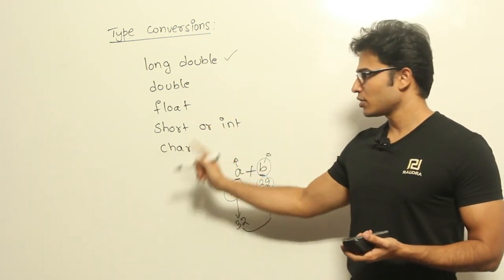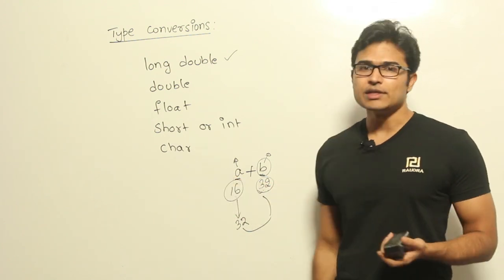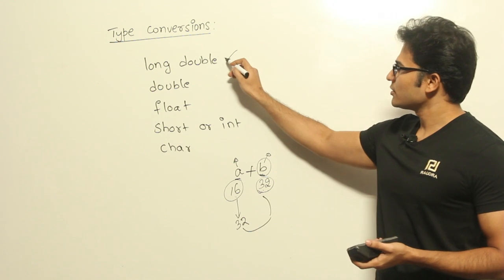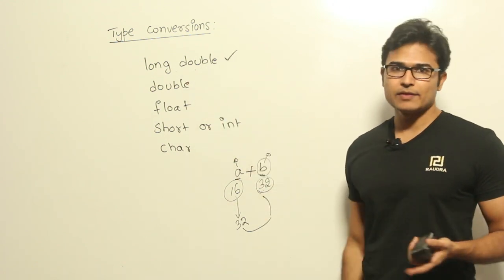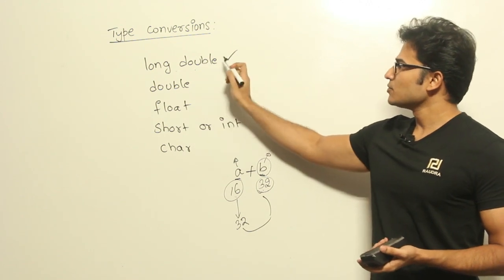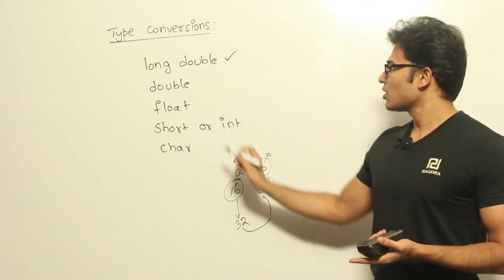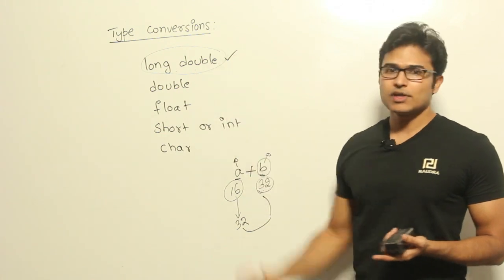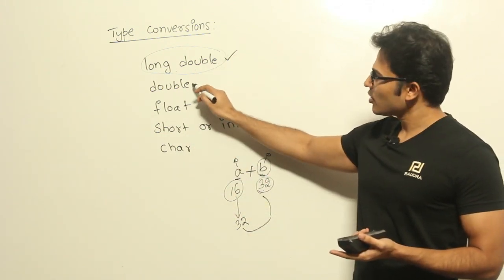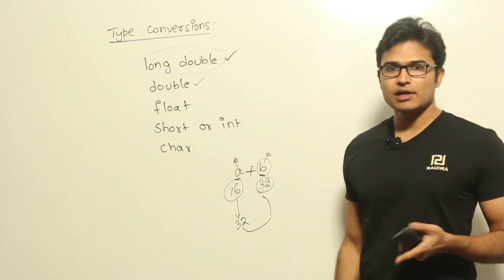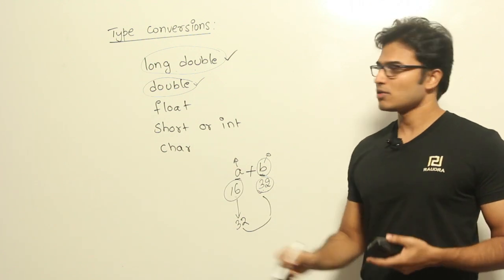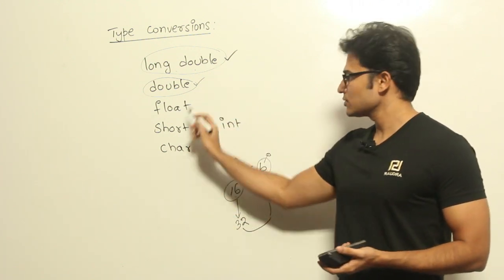assuming that short or int both are of the same size and char is of the least size, then first priority should be given like this. If one of the operands is long double, then convert the other operand also to long double, right? If this is not the case, which means if both of your operands are not long double, then go to the next case. The next case is if one of the operands is, let us say, double, then convert the other operand to double, right? If this is not the case, which means your operands are not long doubles or doubles, then go to this case.